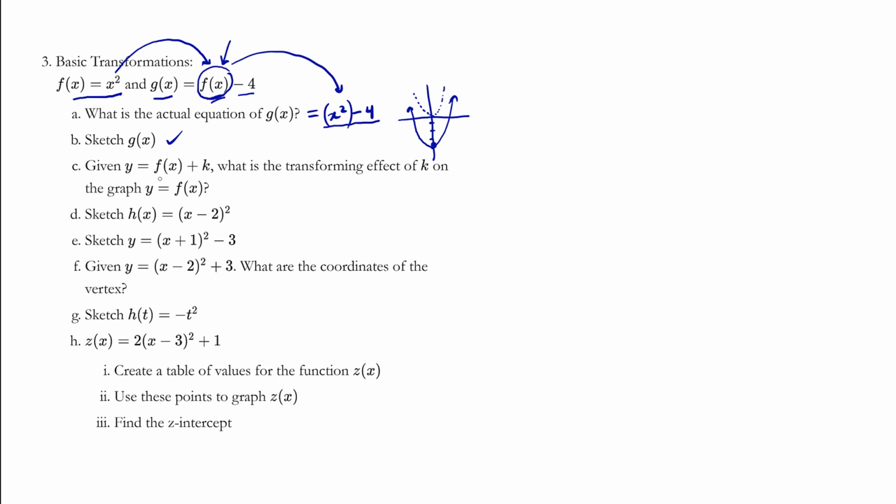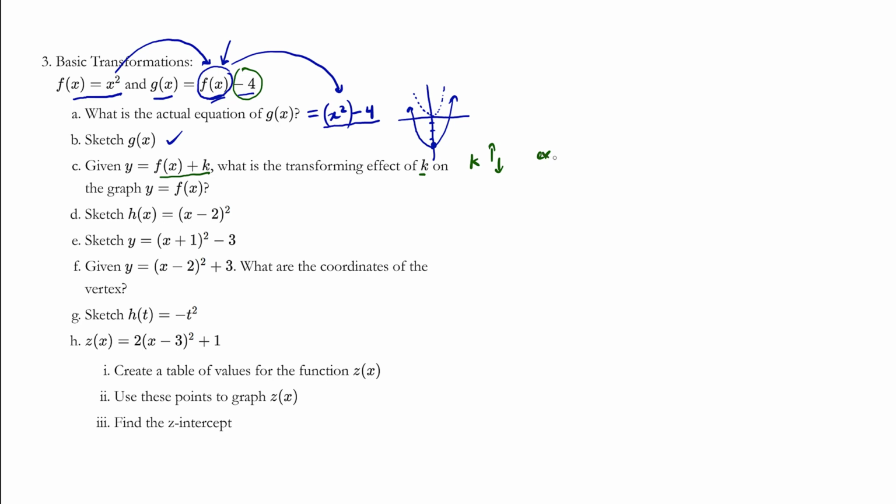Given y equals f of x plus k, what is the effect of k? What is the transforming effect of k? Like we just did, when k is negative 4, it moves 4 units down. And when k is positive 4, it's 4 units up. So k shifts it up or down.